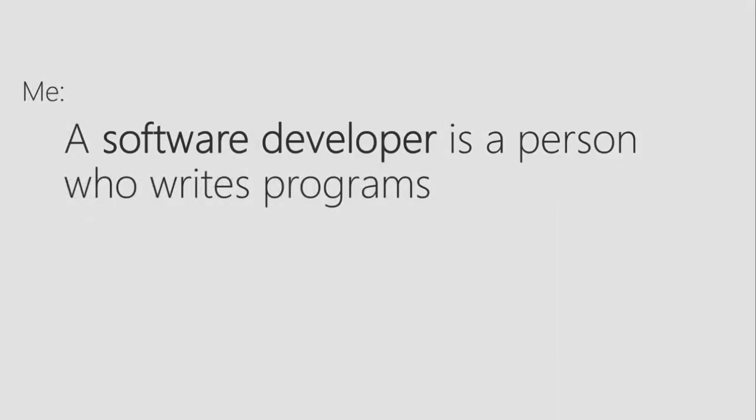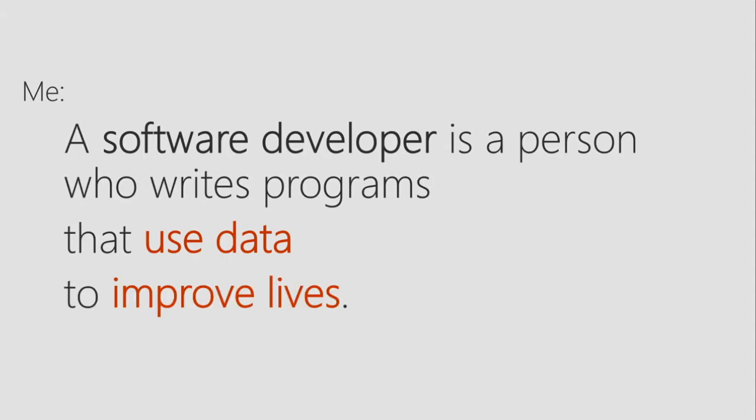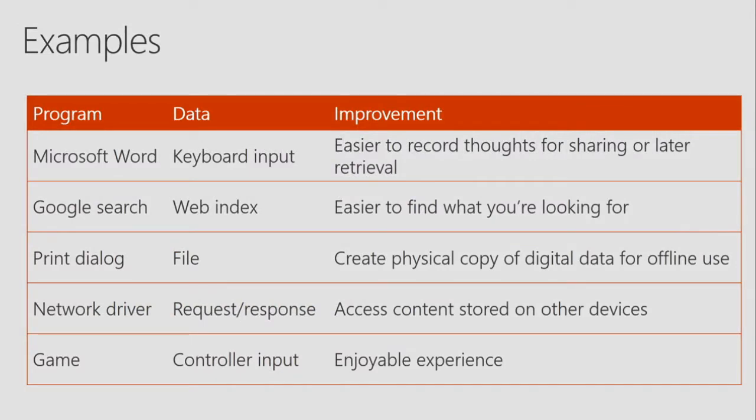If I can figure out the clicker here. A software developer is a person who writes programs that use data to improve lives. So today, we're going to talk about this. And in the industry, we see a lot of examples about software that uses data to improve people's lives. So we see examples like Word taking the input of the keyboard and allowing you to save all of that information for later use. The index that Google uses, allowing you to search and easily find the information that you are looking for.